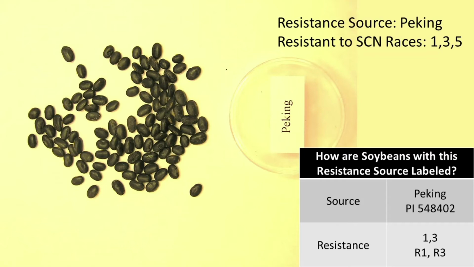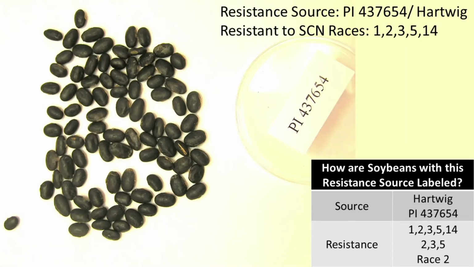This is important because if you have an SCN-infested field, some of your best management practices are rotation. Not only rotation of soybean with a non-host crop, like corn or sorghum, but also rotation of resistant varieties. Best yet, rotating resistant varieties that have genetic material from different sources of resistance.